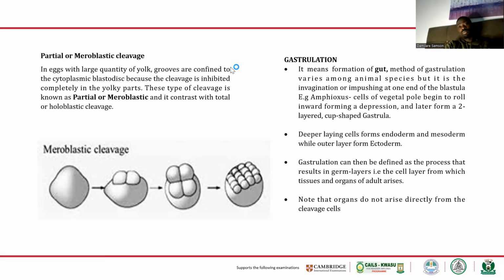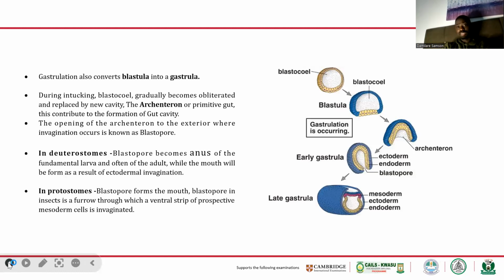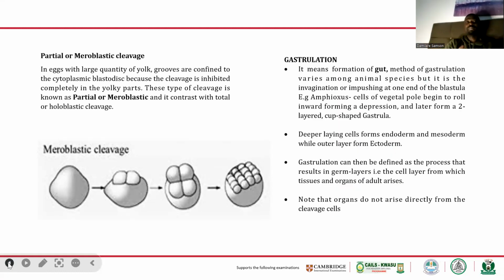So the next one we're going to is gastrulation. Gastrulation means formation of the gut. The method of gastrulation varies among animal species, but it is the invagination or inpushing of one end of the blastula. I hope you still remember all those diagrams. I think the next page will still talk about it. I mentioned it, although it was more like an introduction to it then.